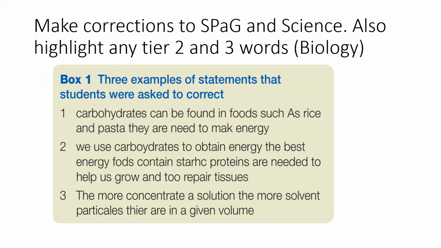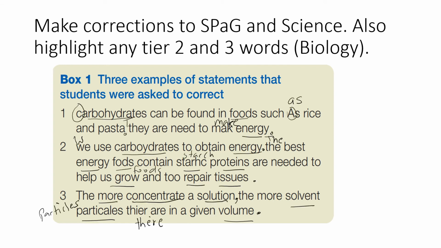This activity is another example of how you can use tier 2 or 3 words in your classroom. Here I'm expecting students to correct the SPaG as well as the science, and then highlight tier 2 and 3 words which they will understand as subject specialist words. So what we need to do is look at these and then highlight where do you think the SPaG needs to be done, which is spelling, punctuation, grammar, and where is the incorrect science.